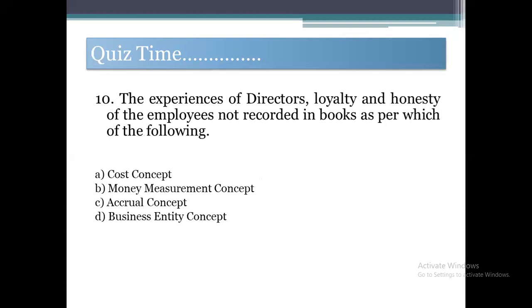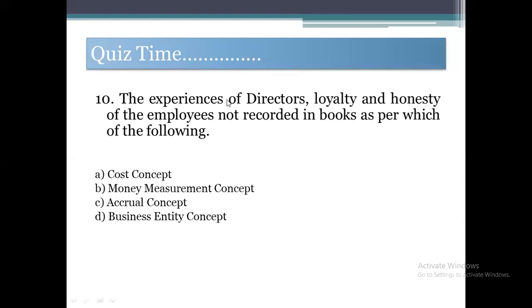The experience of my directors, loyalty of my employees, and honesty, they are everything. But those are not recorded in my books. As per which concept? I'm seeing some B and D also. So it's non-monetary, guys, as Harsh mentioned there. It's a non-monetary thing. Then accrual concept, no.